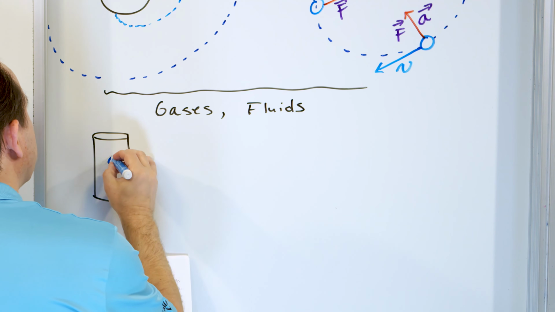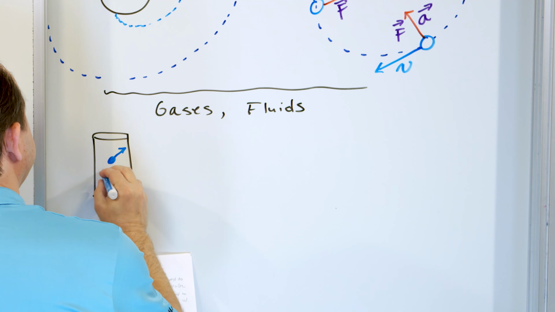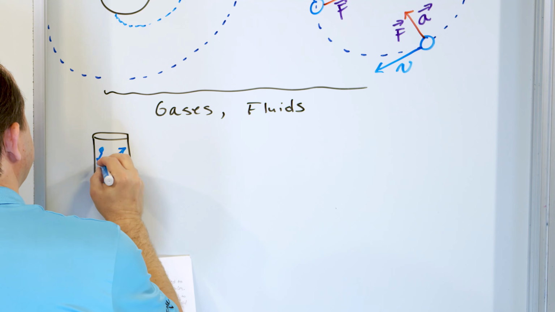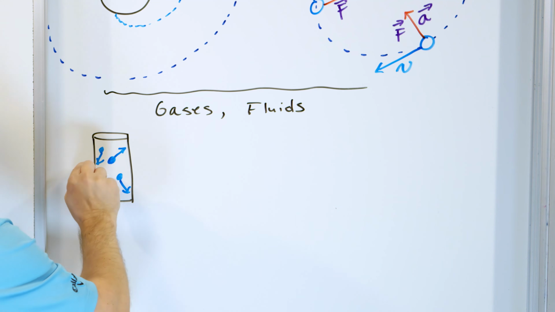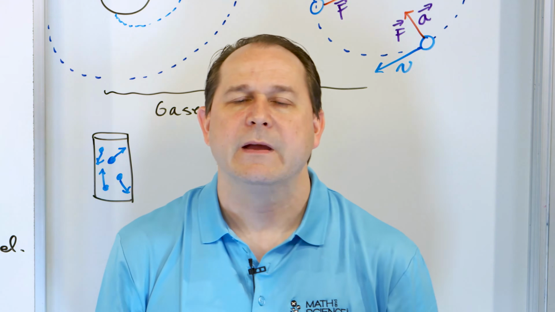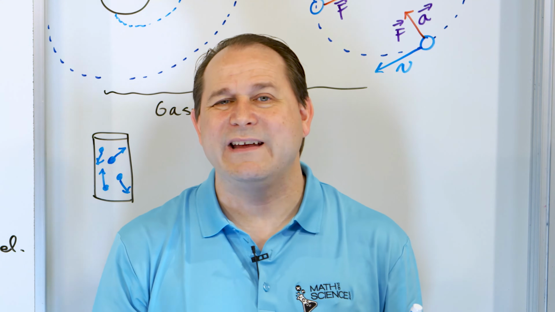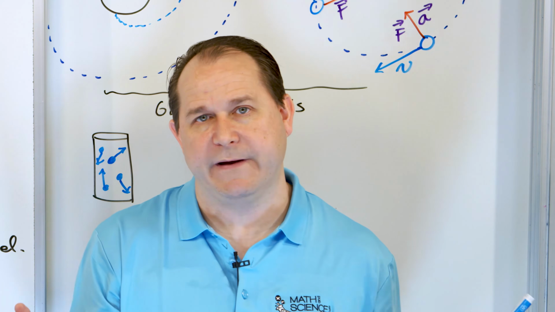So I have a particle right here moving this direction, a particle right here moving this direction, a particle here, this direction, a particle here, that direction. What's happening is these atoms of gas in the can are hitting the walls and bouncing off, hitting each other, bouncing, bouncing, bouncing. And the temperature of the object is directly related to how fast those atoms in the can are moving.